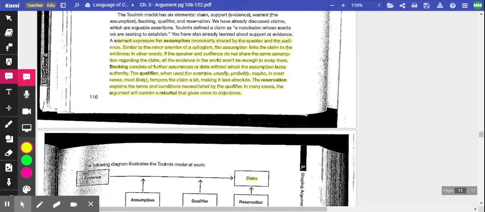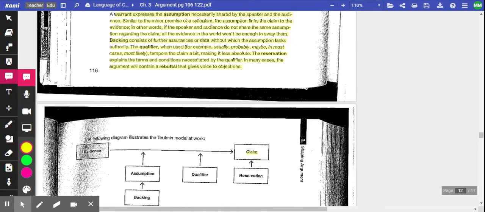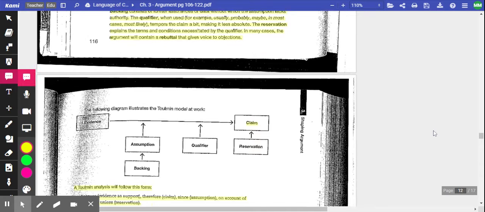The qualifier, when used, for example, usually, probably, maybe, in most cases, most likely, tempers the claim a bit, making it less absolute. Sometimes in arguments, you don't want to get caught talking in absolutes when your argument is basically based in probabilities, right? Because you leave yourself open to being proved wrong if you say something is absolute. In most cases, this is the situation. Whereas if you say all the time, this is the situation, then you might open yourself to that one time that it doesn't apply, and your whole theory falls apart. The reservation explains the terms and conditions necessitated by the qualifier. In many cases, the argument will contain a rebuttal that gives voice to objections.